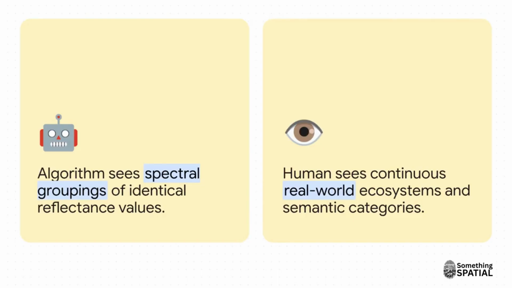So the crucial point here is this massive fundamental disconnect. Because the algorithm is strictly grouping pixels by spectral data, the resulting clusters very rarely match neat, real-world human categories. The machine just sees groups of identical reflectance values, but the human sees a continuous ecosystem. And this clash between pure spectral reality and human semantics creates major headaches during that final labeling phase.